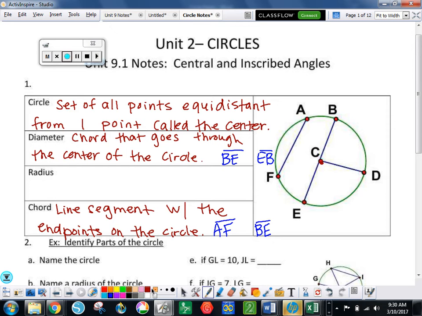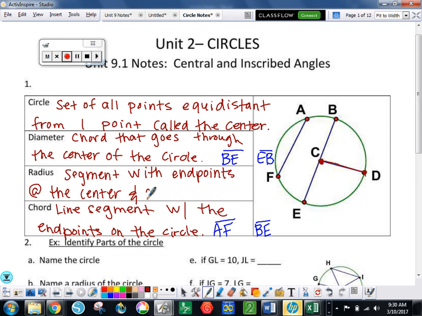All right, so then what's the definition of a radius? We've already used the radius in our volumes unit. So you should know it's half the diameter, good? It's a segment with the endpoints. So where are the endpoints of the radius? From the center and then on the circle, right? It's a segment with the endpoints that are at the center and then on the circle.